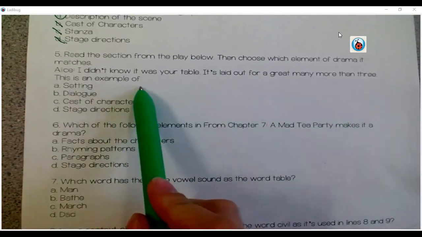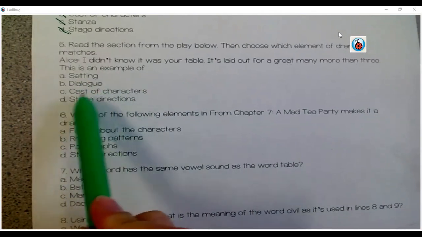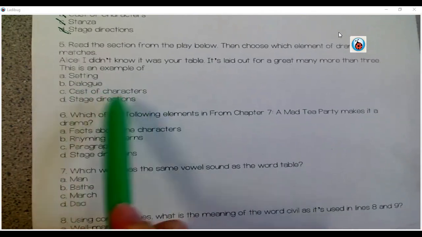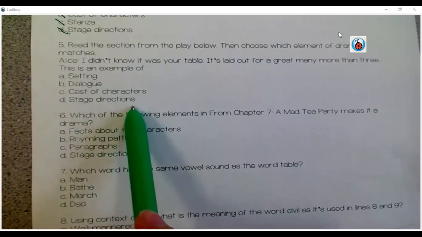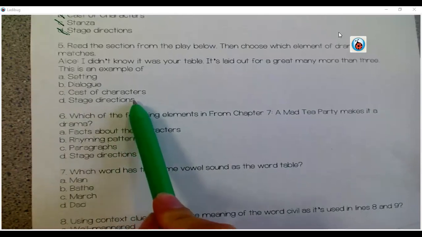This is an example of, is this A, setting, B, dialogue, C, cast of characters, or D, stage directions? I want you to pause the video right now and I want you to go answer this in Kidum. When you're ready, push play.